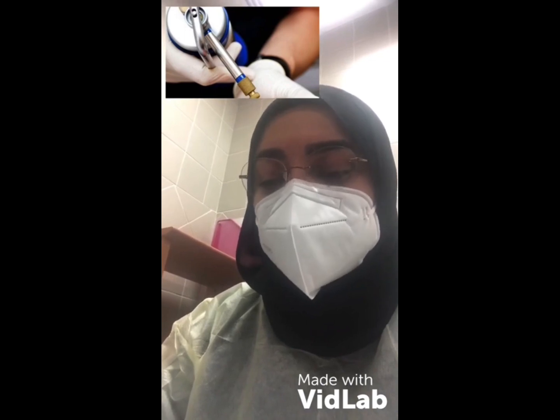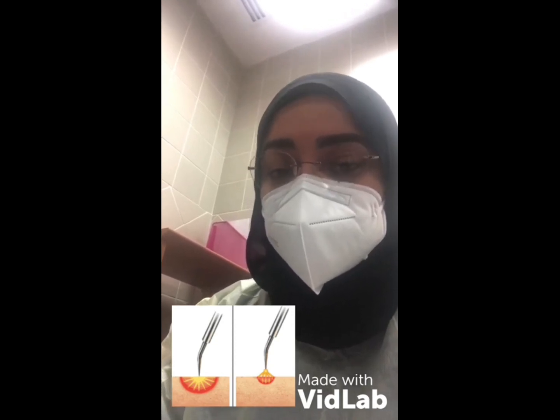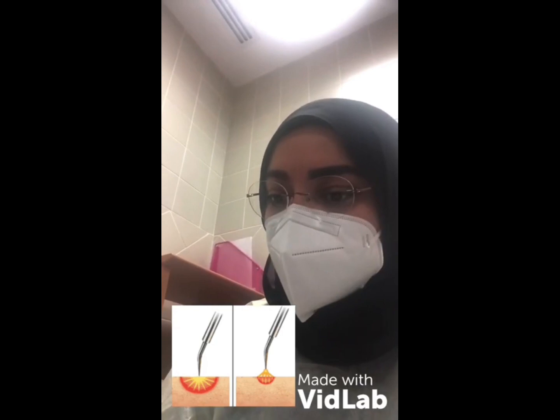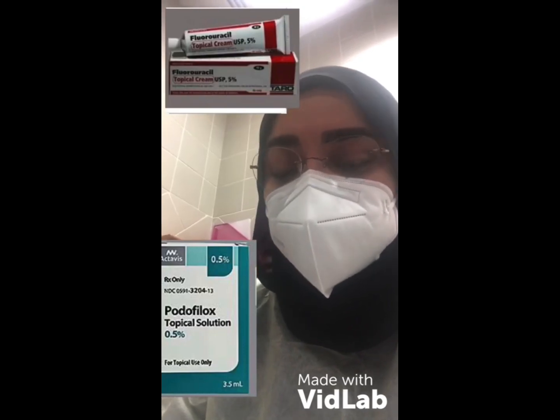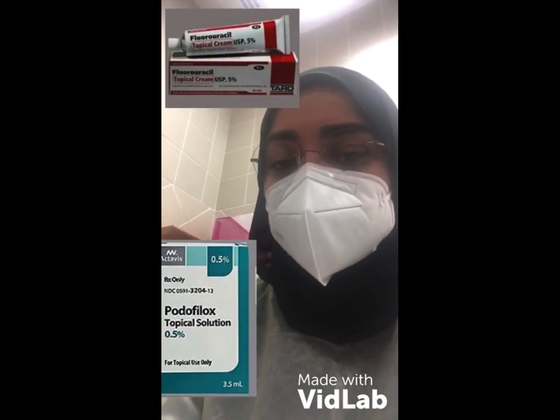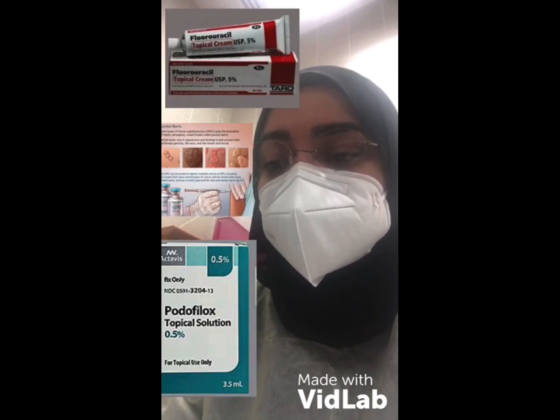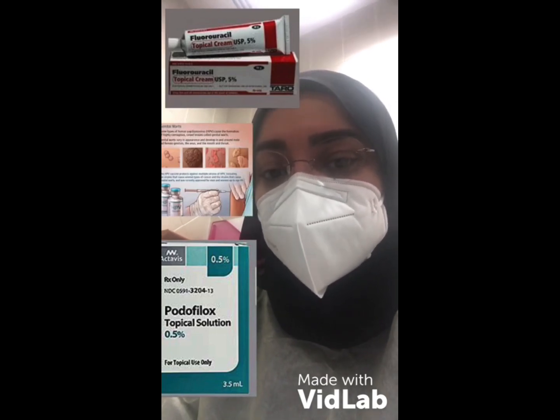Also, there is electrodesiccation and curettage. There is surgical excision, and CO2 laser application can be done, as well as immune-based therapy, acid application, interferon injection, and medications that can be used at home like imiquimod, Aldara cream, podophyllotoxin, 5-fluorouracil, as well as other keratolytics. And don't forget also about the vaccination.